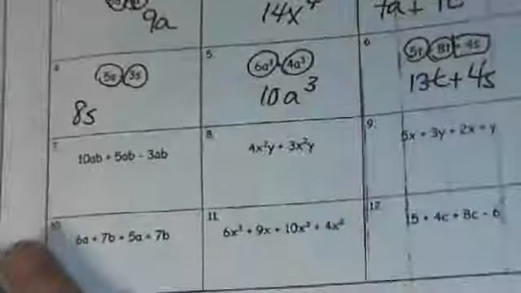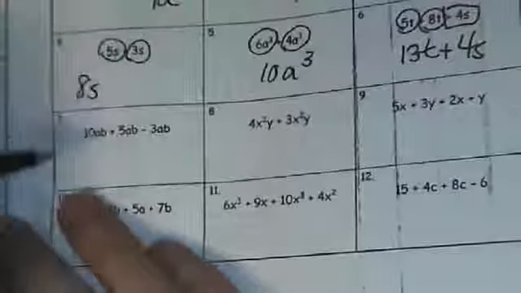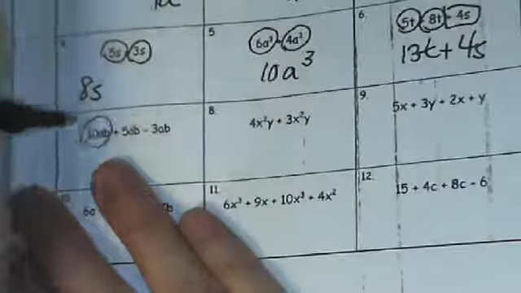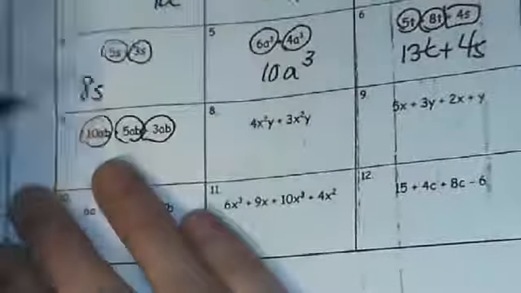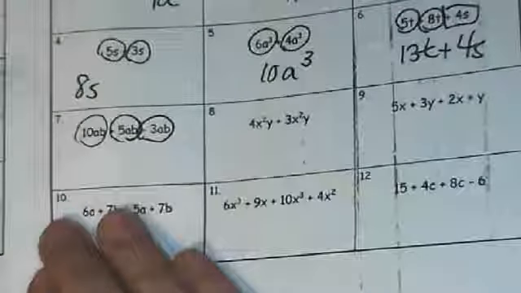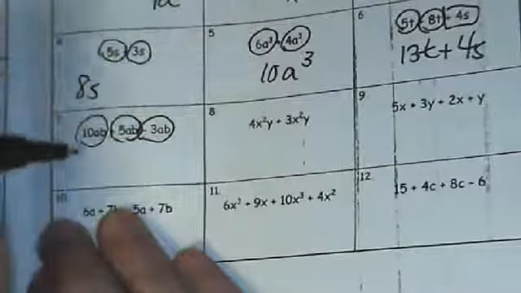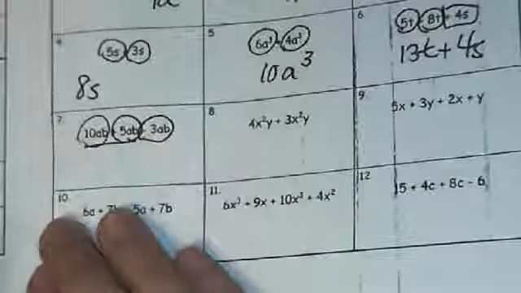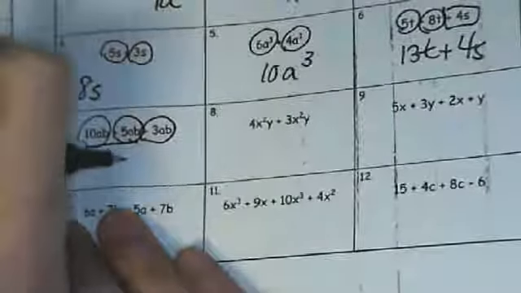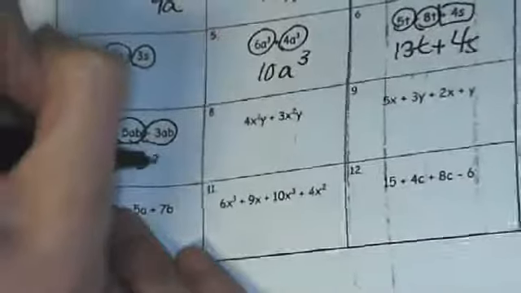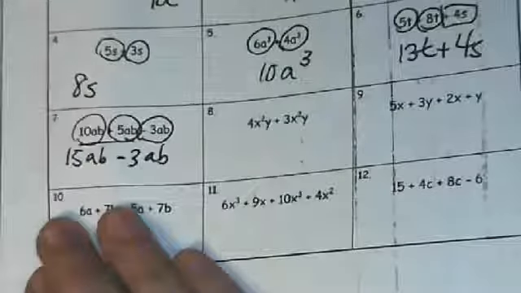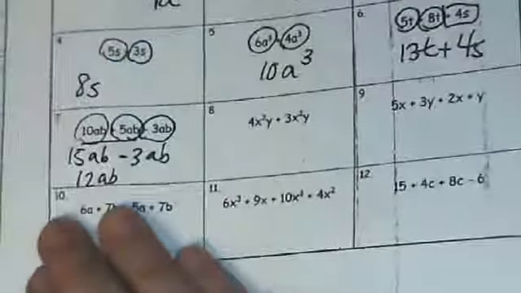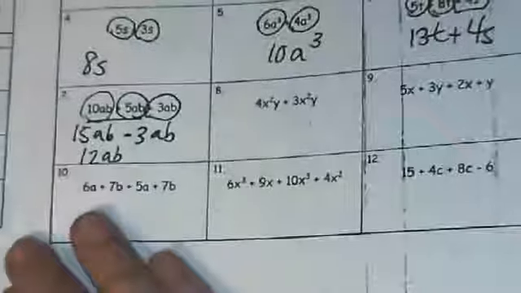Number 7, you have 10ab, 5ab, and minus 3ab, so they all have an ab with them. So all I have to do is add. The order of operations tells me I'm going to do 10 plus 5. So 10 plus 5 ab is 15ab. Then bring down the minus 3ab, and then I subtract 15 minus 3, which gives me 12ab. I could do that because they all have the same terms.